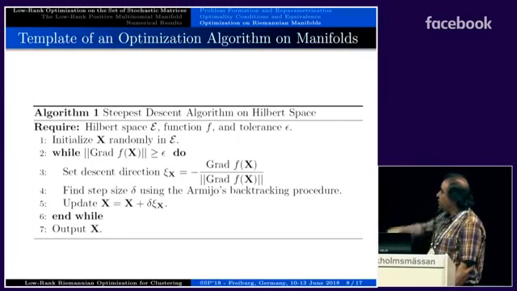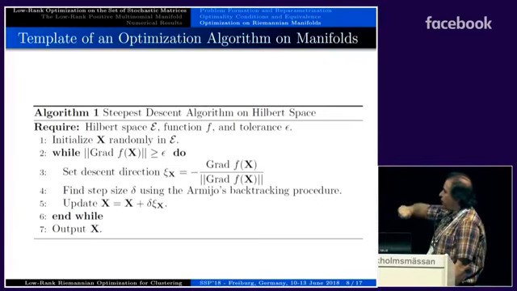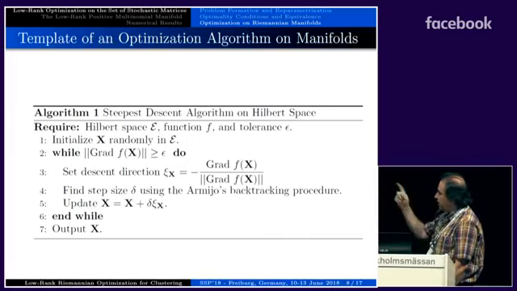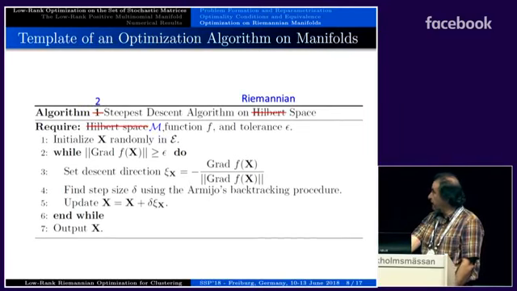Okay. So here is what the steepest descent algorithm that we all know looks like if we're just doing this on a Hilbert space or Euclidean space. You compute gradients, you set a direction, which is the negative of the gradient, you find a step size, and then you update along the step size. So if we're doing it on a manifold, instead of the Hilbert space, we have a manifold M.